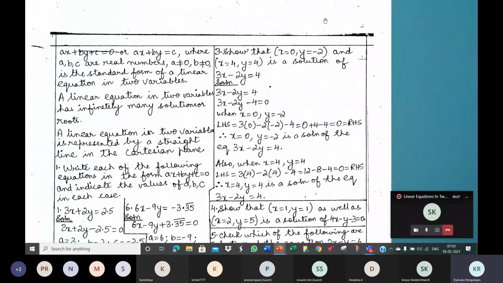Look at the third one, children. Look at this one. Show that x is equal to 0. Children, my screen is visible, right? Yes, ma'am. Okay. So show that x is equal to 0, y is equal to minus 2, and x is equal to 4 and y is equal to 4 is a solution of this equation.